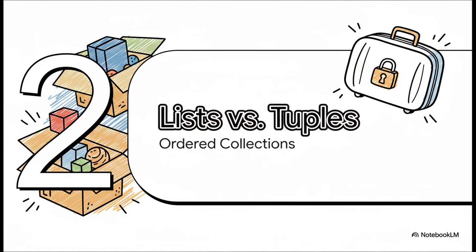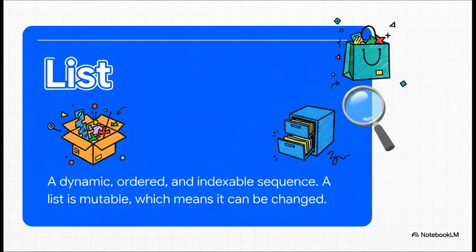So, holding one item is great, but what happens when you need to store a bunch of things together and you care about the order they're in? Well, for that, we need to move on to collections. The first, and maybe most common, type of collection is a list. Honestly, just picture an open-topped box. You can throw new things in, take things out, and rearrange them whenever you want. It's totally flexible, or as we say in Python, it's mutable.